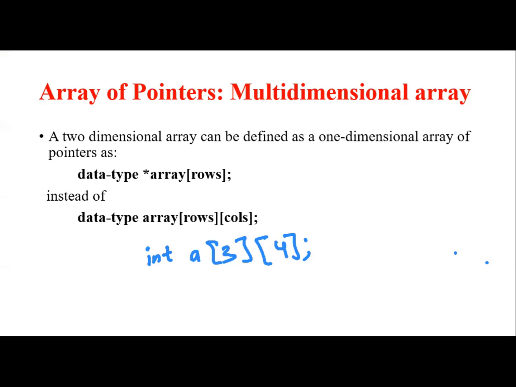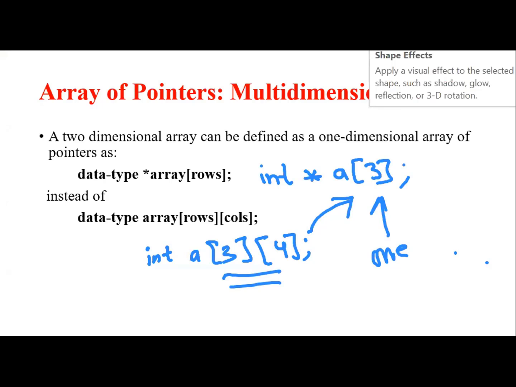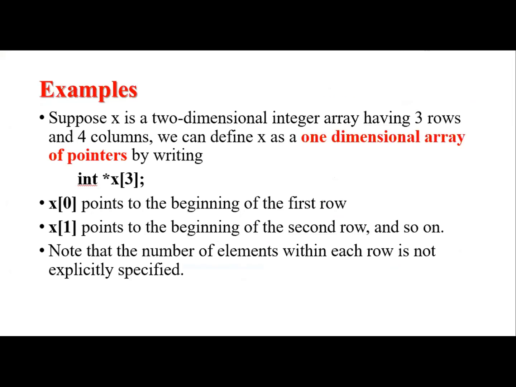But now if we want to define the array in terms of a pointer, then we will write it as, let's say int, then star, name of array, let's say a, and then we just write the rows. We don't have to define the column. So this is in fact similar to one-dimensional array, not two-dimensional. Okay, so this two-dimensional array can be defined as one-dimensional array if we want to define it in terms of pointer.